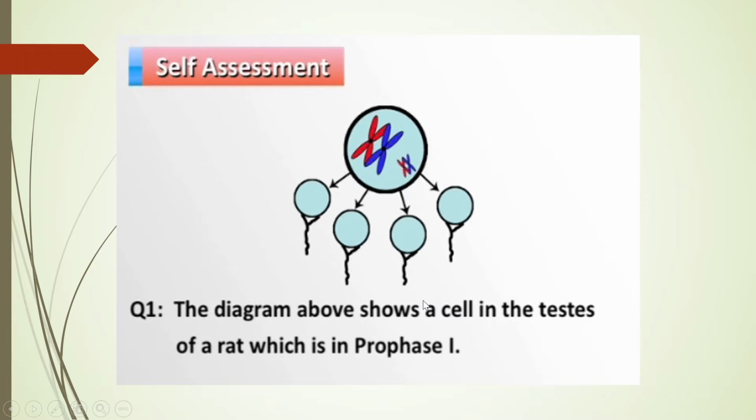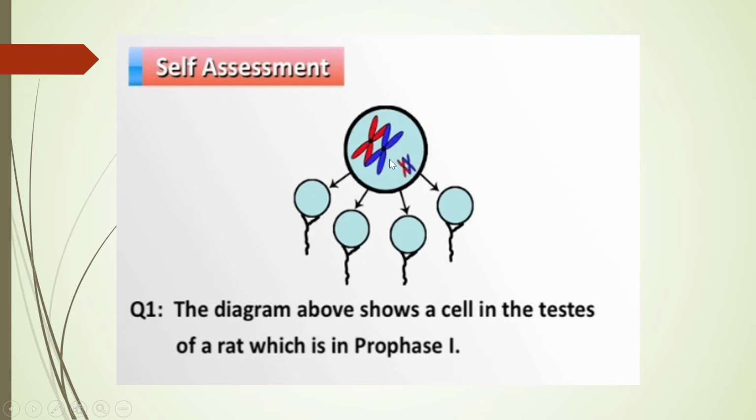Okay, I wonder how many of you study these questions and try not to look at the answer, and try to solve it yourself. Okay, so it says here this is a diagram showing a cell in the testis of a rat. Testis refers to the reproductive organs, okay, which is in prophase 1. So this one is testing you about meiosis.